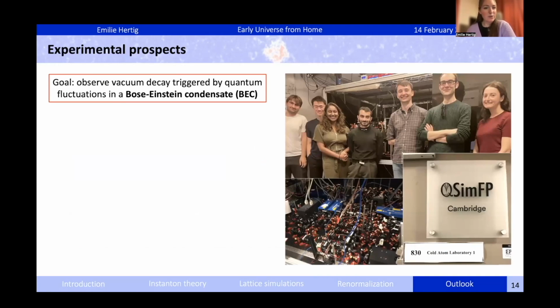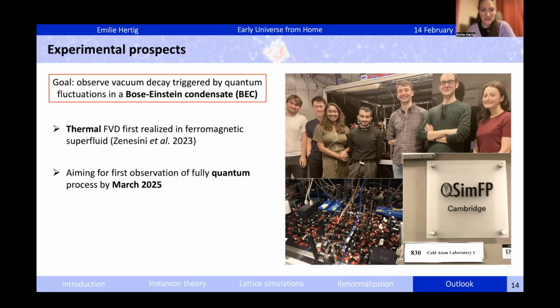The goal is to observe a vacuum decay fully triggered by quantum fluctuations, not thermal ones. That would be the first time this is observed in a Bose-Einstein condensate. Thermally activated false vacuum decay was realized not too long ago in a ferromagnetic superfluid. And now for the fully quantum process, we are hoping to have first results by March of this year. So this is a really timely work.